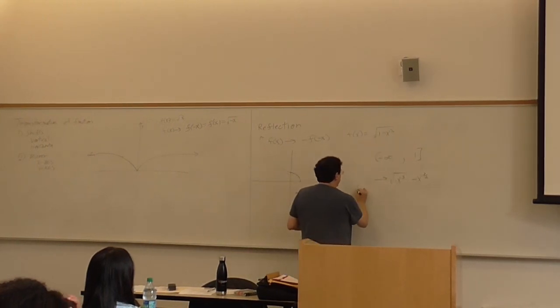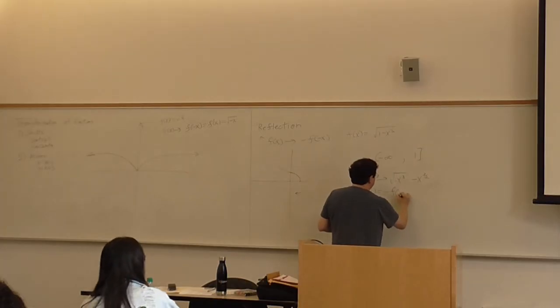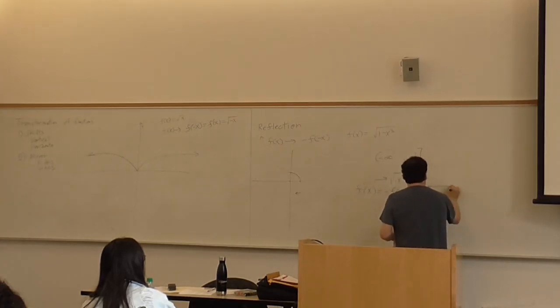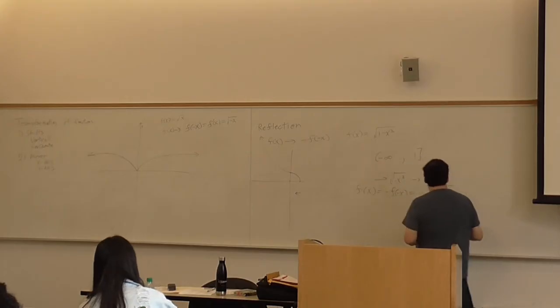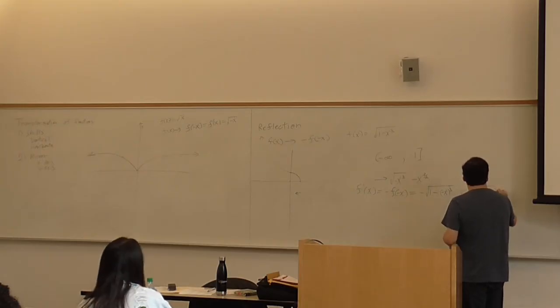Where's my f prime of x? Well, it's equal to negative f of negative x. So what's that? That's negative square root of 1 minus negative x cubed. Negative square root of what? 1 plus x cubed.